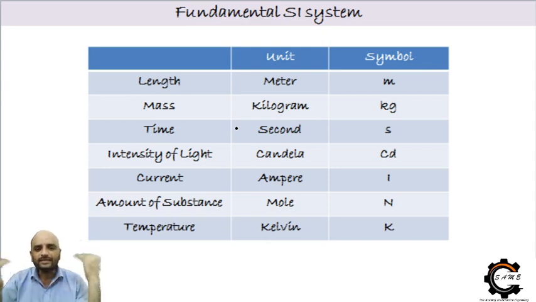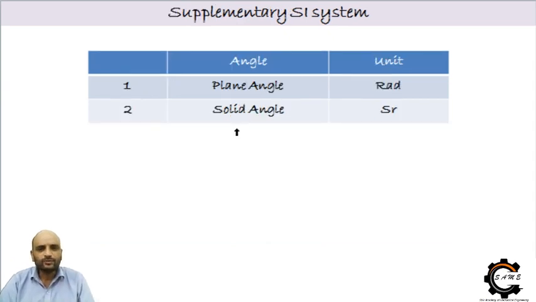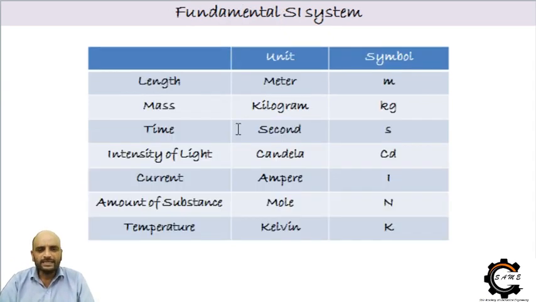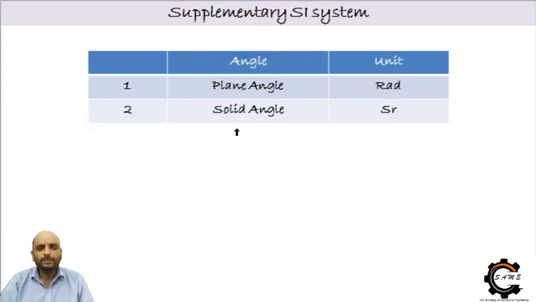The kilogram is an SI unit, but gram is not an SI unit. Along with these 7 fundamental units, there are 2 supplementary units, for the plane angle and the solid angle. For the plane angle it is the radian, and for the solid angle it is the steradian.